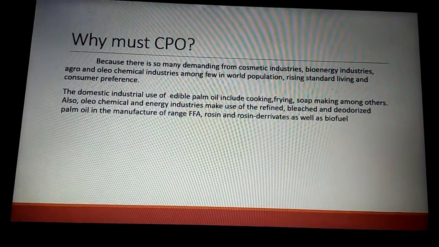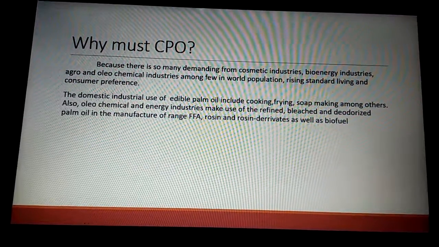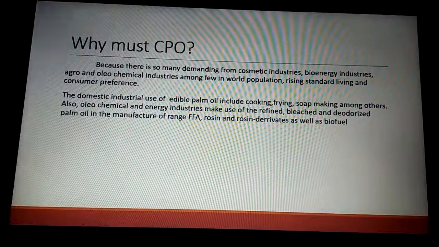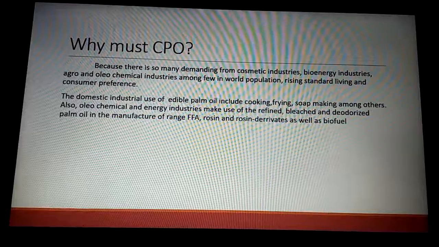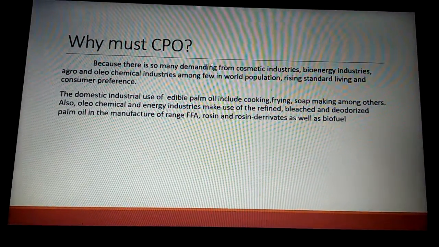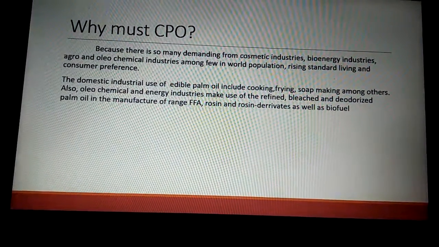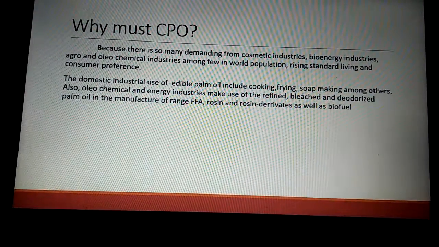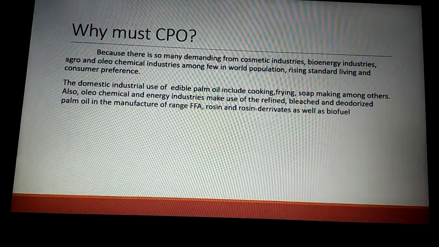Why must crude palm oil? Actually, why did I choose this topic? Because there is so much demand from cosmetic industries, bioenergy industries, and agro and oleochemical industries, among others, due to the world population growth and rising standard of living and consumer preference.